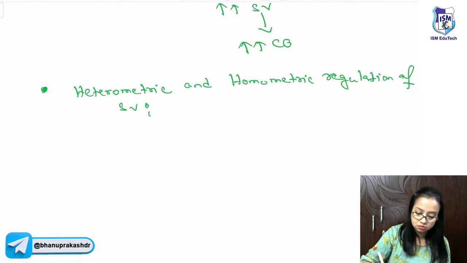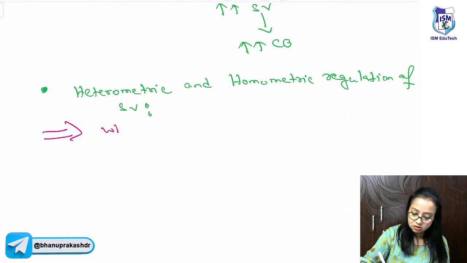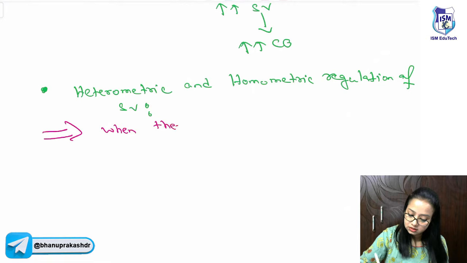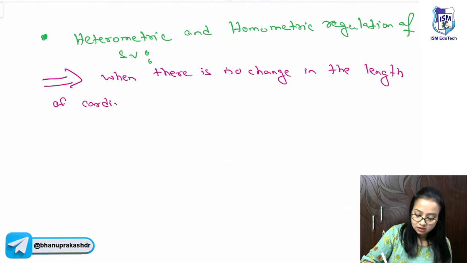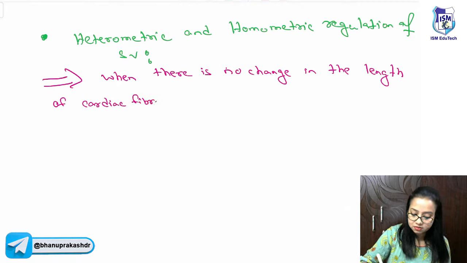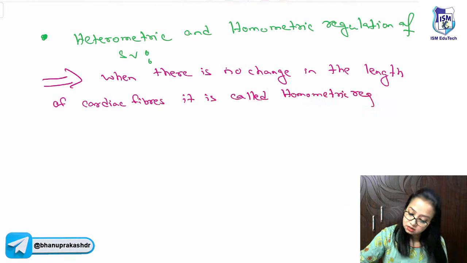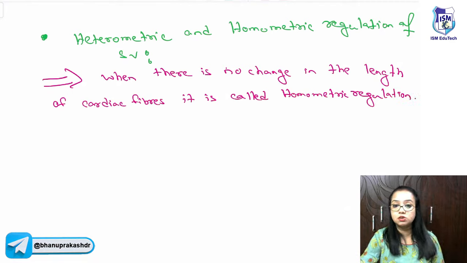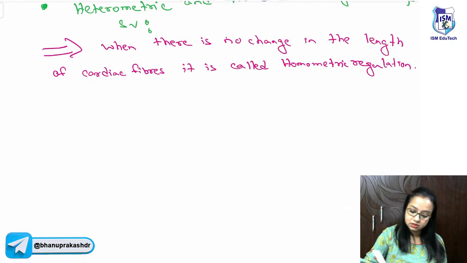of stroke volume. This heterometric and homometric regulation of the stroke volume is that when there is no change in the length of cardiac muscle fibers, it is called homometric regulation. That means the alteration of the stroke volume includes no change in the cardiac muscle length of the fibers of the ventricles.